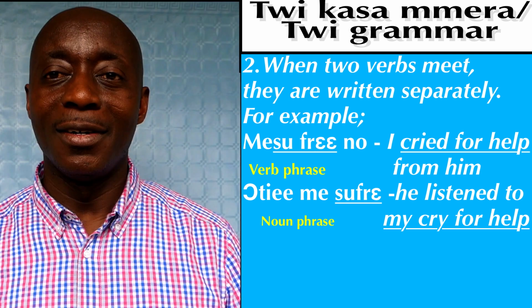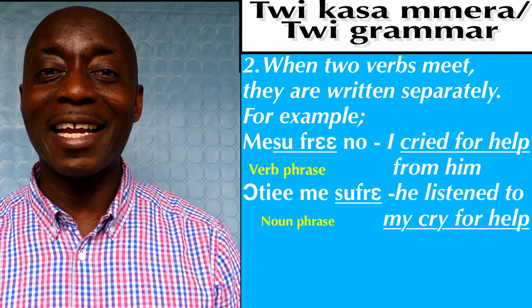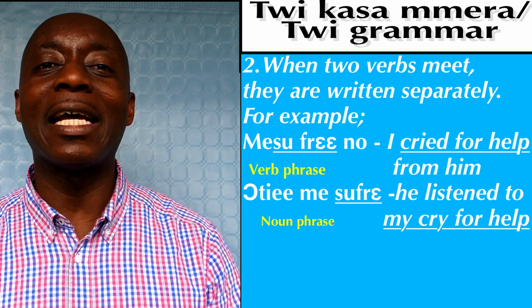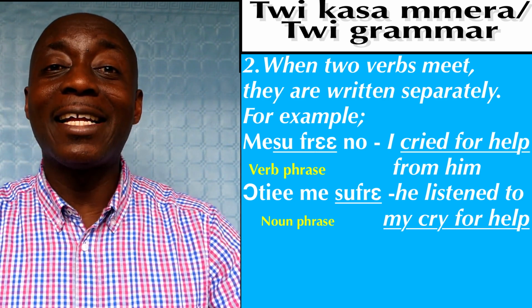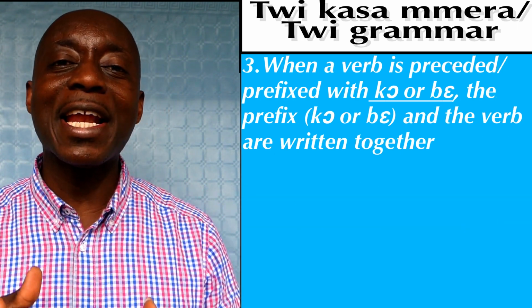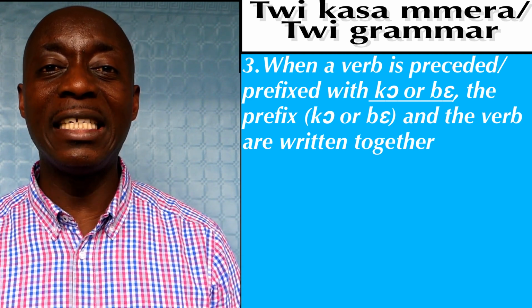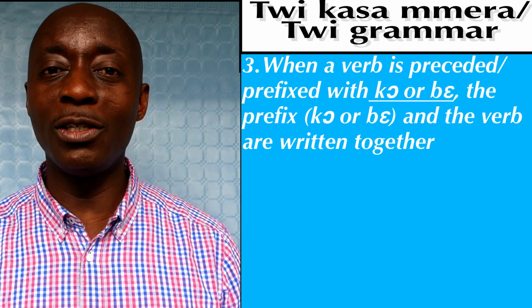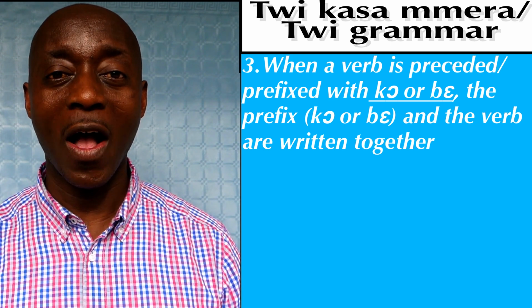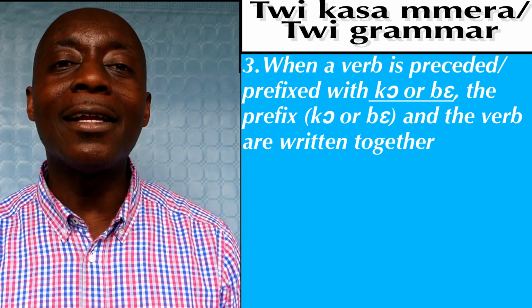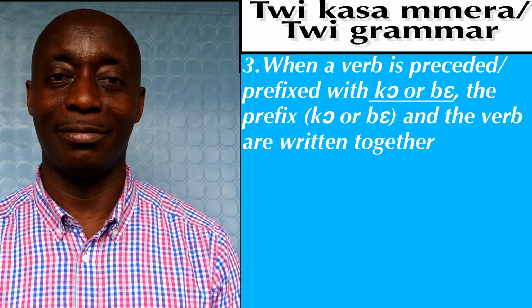However, to every rule, they say there is an exception. And that brings us to the third rule. The third rule is that when a verb is prefixed with these two prefixes, only these two, kɔ and bɛ, then we write them together.